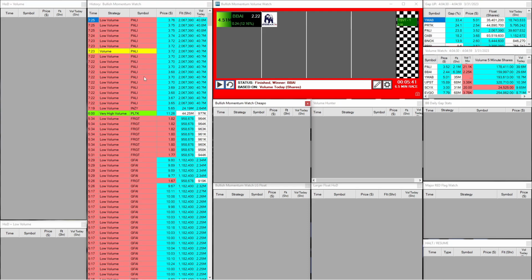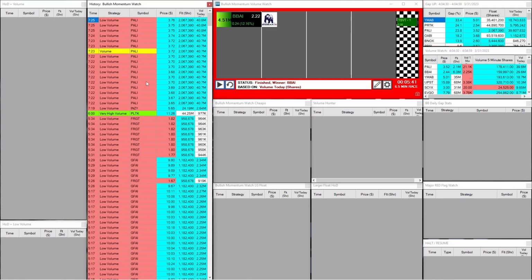What this is looking for is volume. This is not stocks making new highs, so don't misread that. These are stocks that are getting volume. So it doesn't mean that they are breaking out on highs. It doesn't mean that they're near the highs. It just means that they're getting volume, but they're getting bullish momentum type of volume. So that's why it's on the bullish momentum watch.